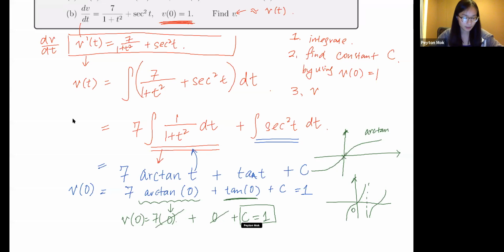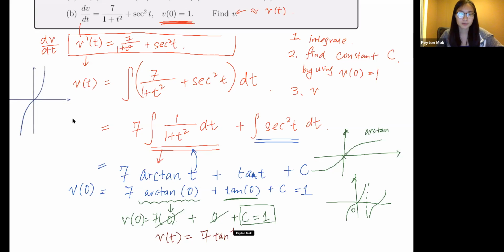Right, so at last, the function v of t will just be 7 arctangent t. You can write arctangent or the inverse tangent like that, plus tangent t, plus 1. Any questions so far?